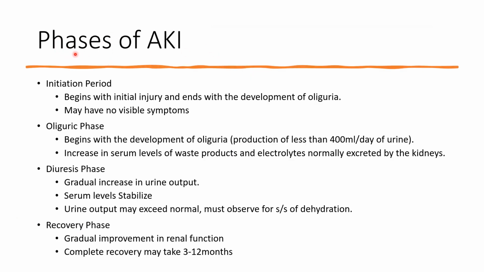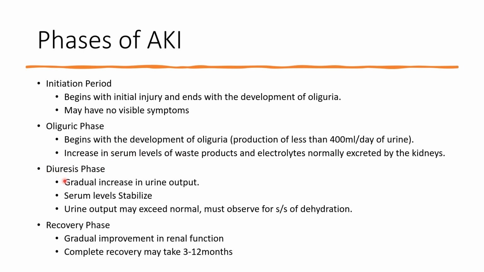So these are the phases of AKI. First, you have the initiation period. This begins with the initial injury and ends with the development of oliguria. During this time, you may have no visible symptoms, or you may have decreased urine output or GFR. Then you have the oliguric phase, which begins with the development of oliguria, which again is less than 400 milliliters of urine per day. You also have increase in serum levels of waste products and electrolytes, which are normally excreted by the kidneys, and most of the time you have decreased GFR.